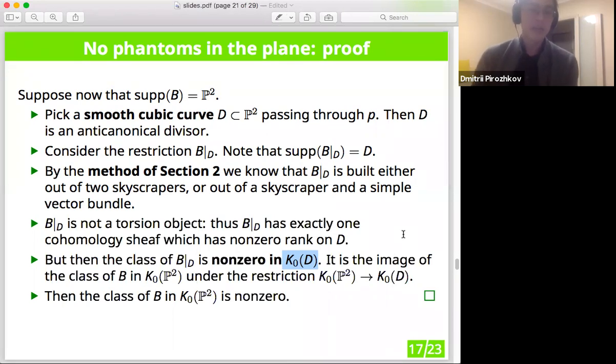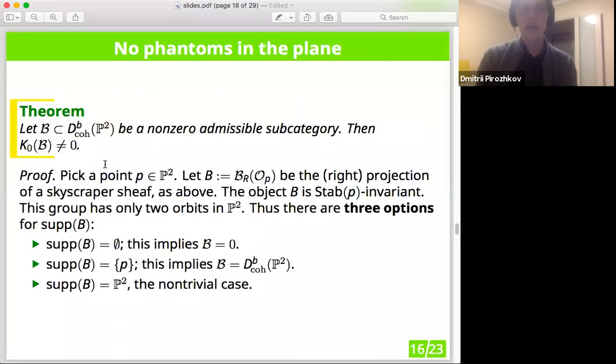But since the class of the restriction is the image of the class of B under the restriction homomorphism of Grothendieck groups, this implies that the class of B in the Grothendieck group of P2 is not zero. And that's it. So we have just explicitly constructed an object B in our admissible subcategory curly B, which has non-zero class in the Grothendieck group. So this proves the thing that I claimed, that there are no phantoms in P2. So that's already a quite non-trivial result.